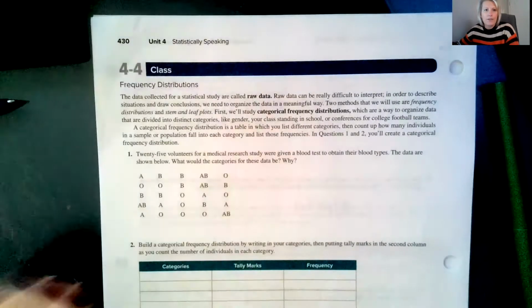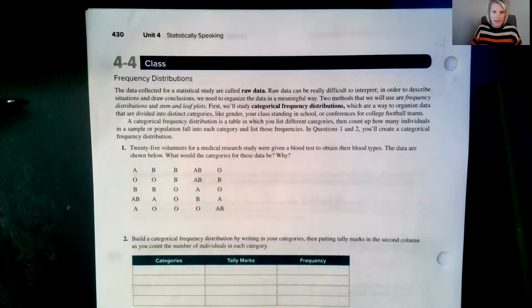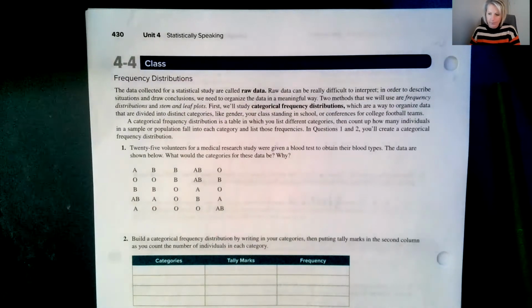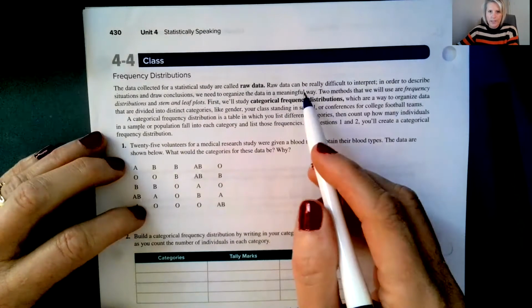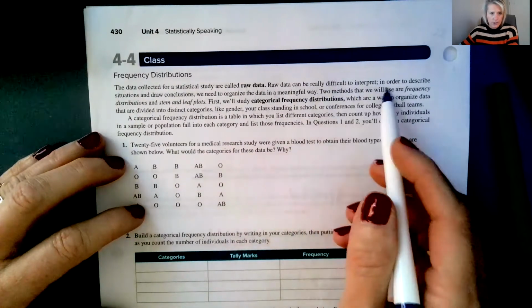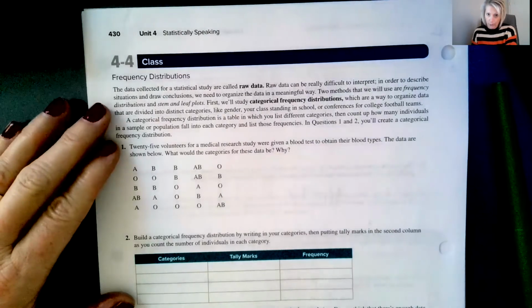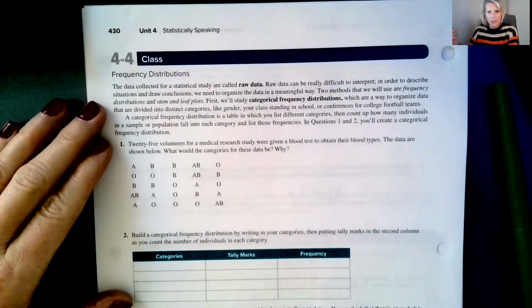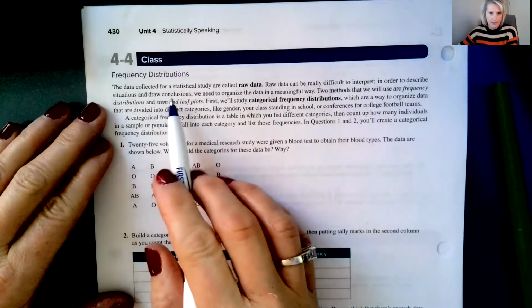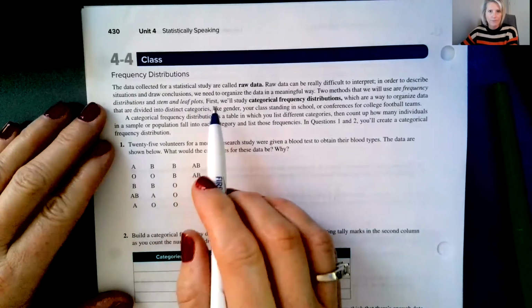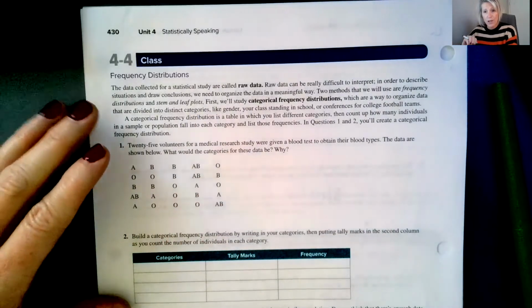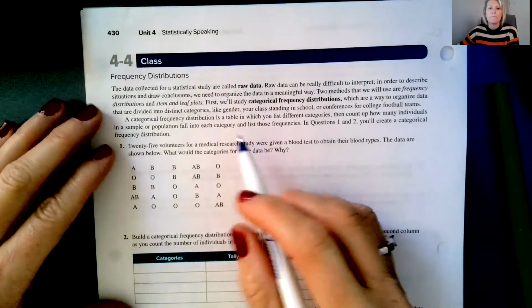The data collected for a statistical survey or study are called raw data. Raw data can be really difficult to interpret. In order to describe situations and draw conclusions, we need to organize the data in a meaningful way. Two methods that we will use are frequency distributions and stem and leaf plots. Actually, there's three. We're also going to use histograms.